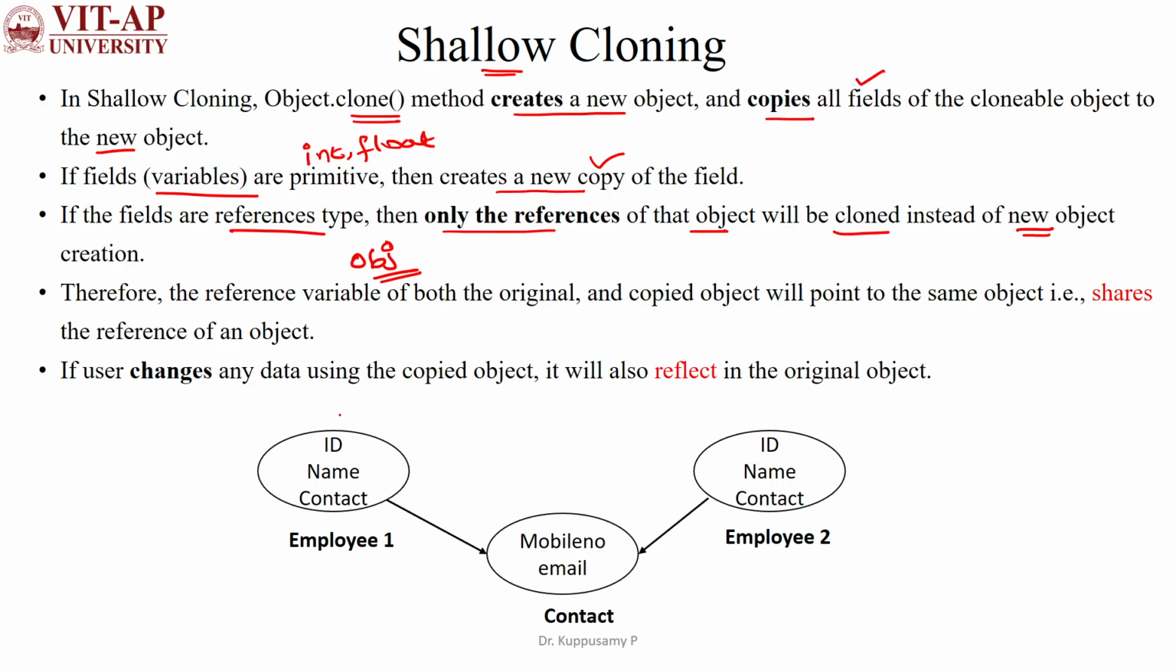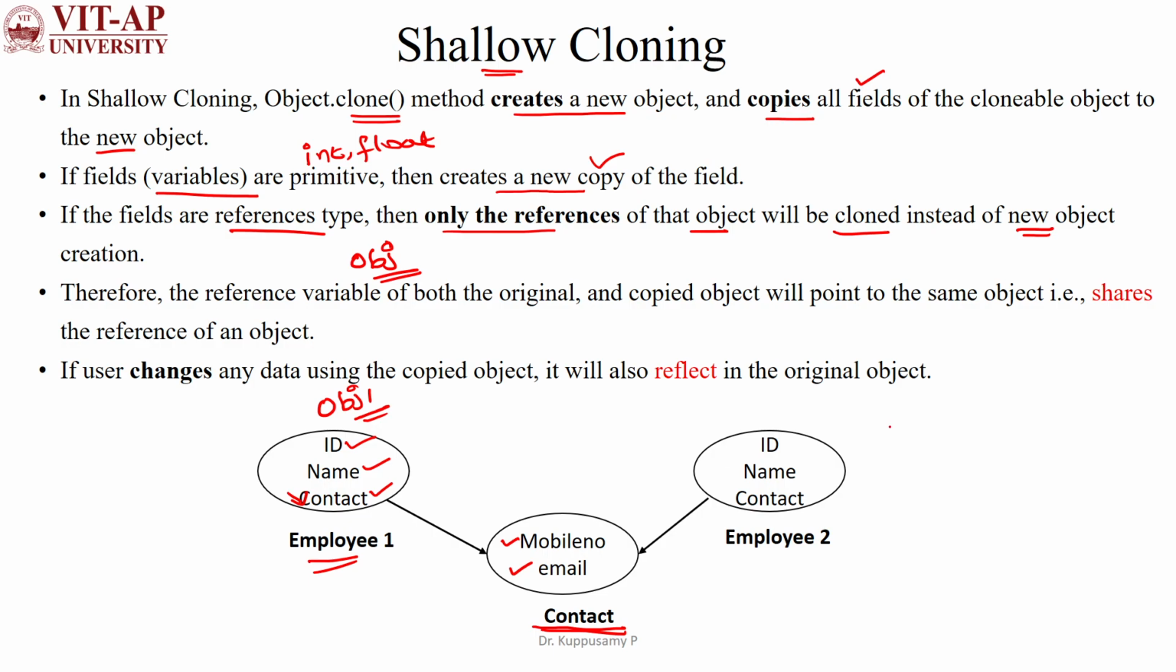That means you see this is object 1 with respect to the class Employee, which has three variables. One is the id, another is the name, and the other is contact, which has the reference of another object. This is the object Contact, and this is the value of contact. Contact has two variables, one is the mobile number and the other is the email id.